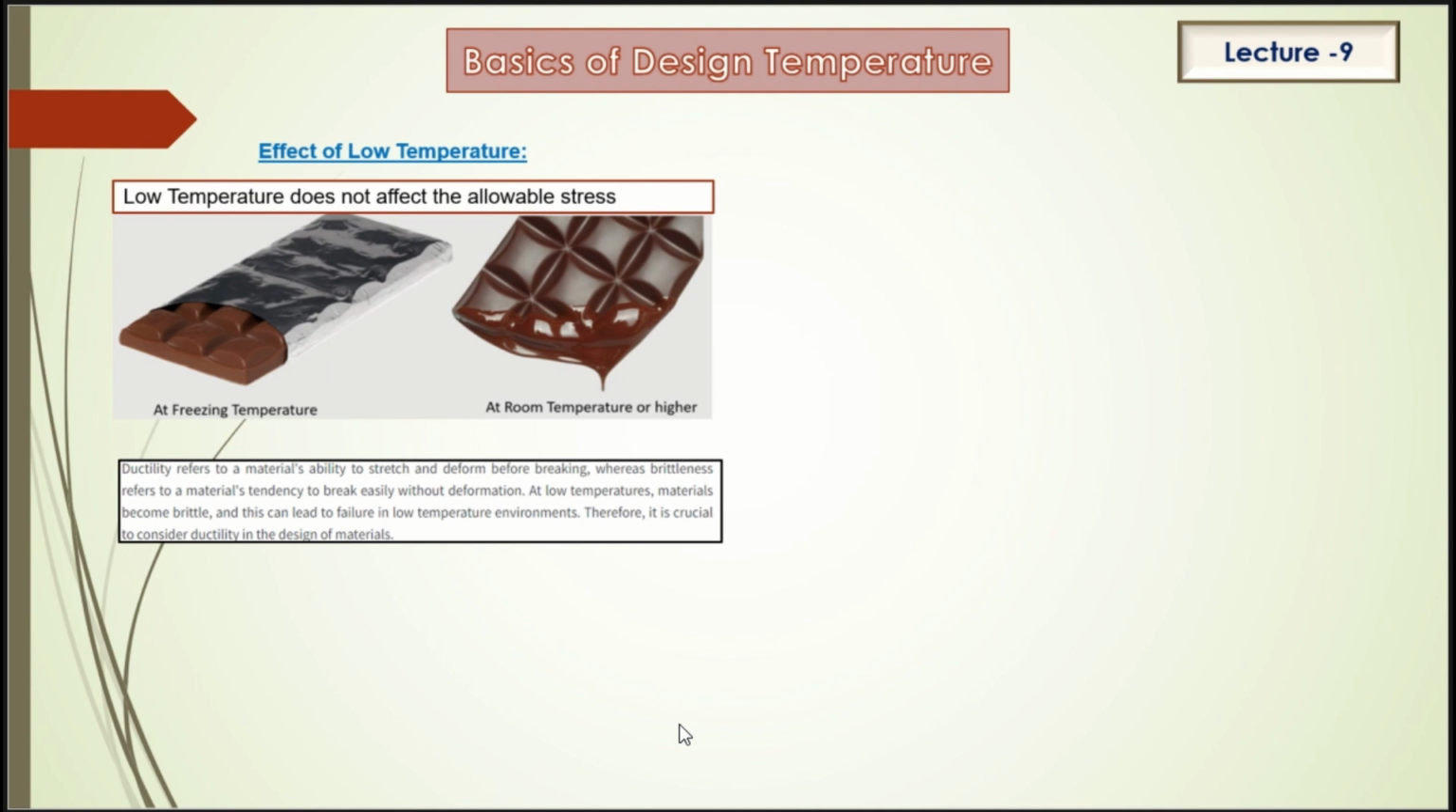So what is ductility? Ductility refers to a material's ability to stretch or deform before breaking. That means it will give an indication, whereas brittleness will not give any indication. It will easily break like glass. So it is crucial to consider ductility in our design of materials.